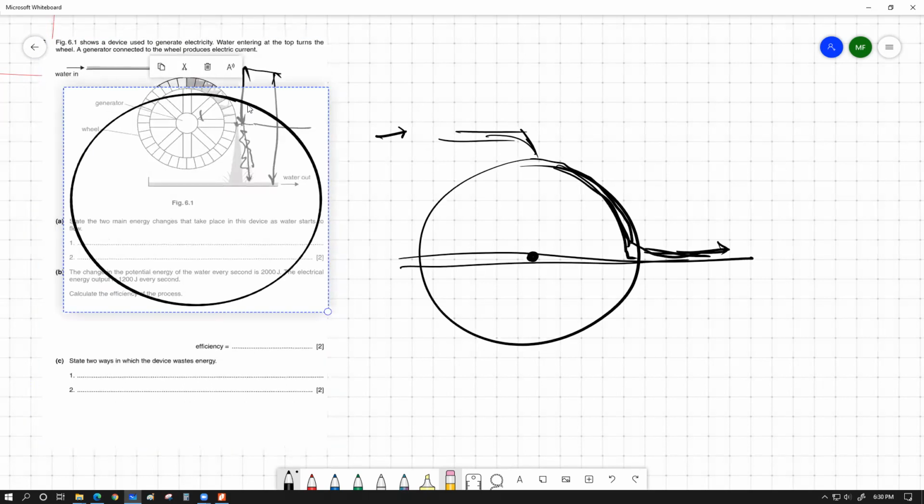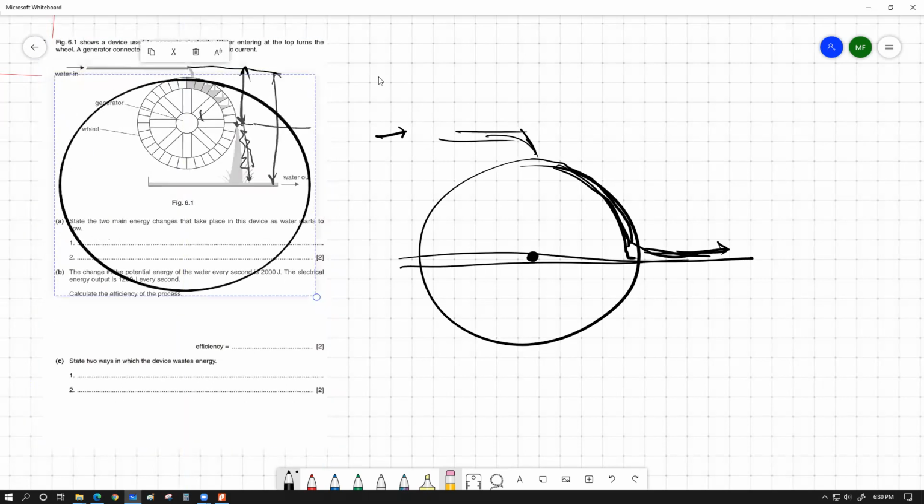this is not a good drawing, but you do understand what I'm trying to mean. If the hole was this much big, then maybe we could capture a much bigger section of the energy. That's one way the device loses energy. This is one of the things that you have to understand. And the other way is very simple.